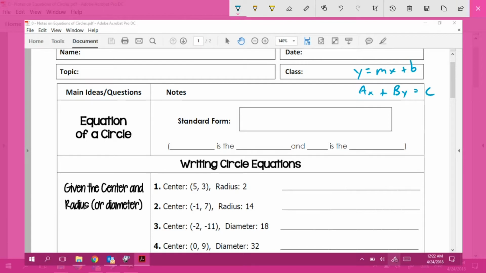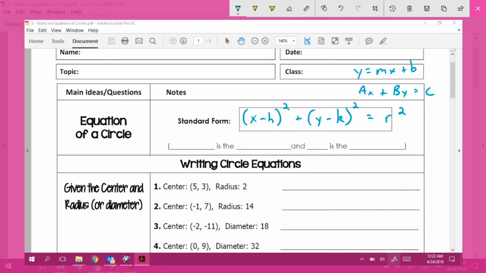So let's write down the formula, shall we? Standard form for the equation of a circle is parentheses x minus h, close parentheses, squared plus y minus k, close parentheses, squared equals r squared.